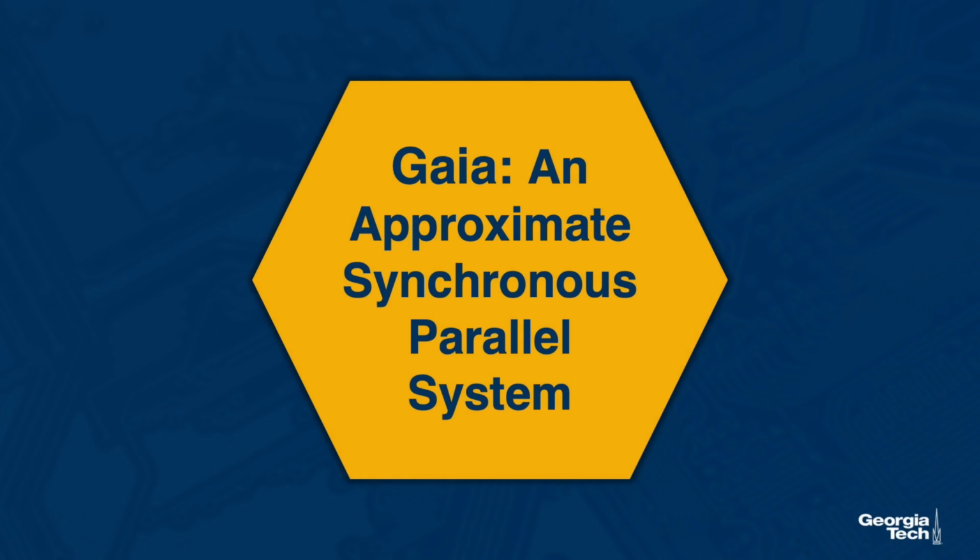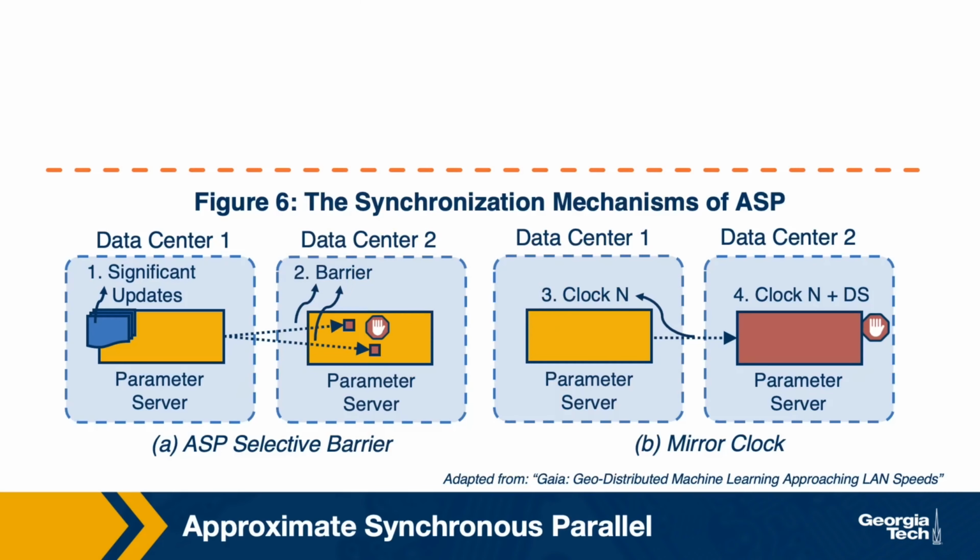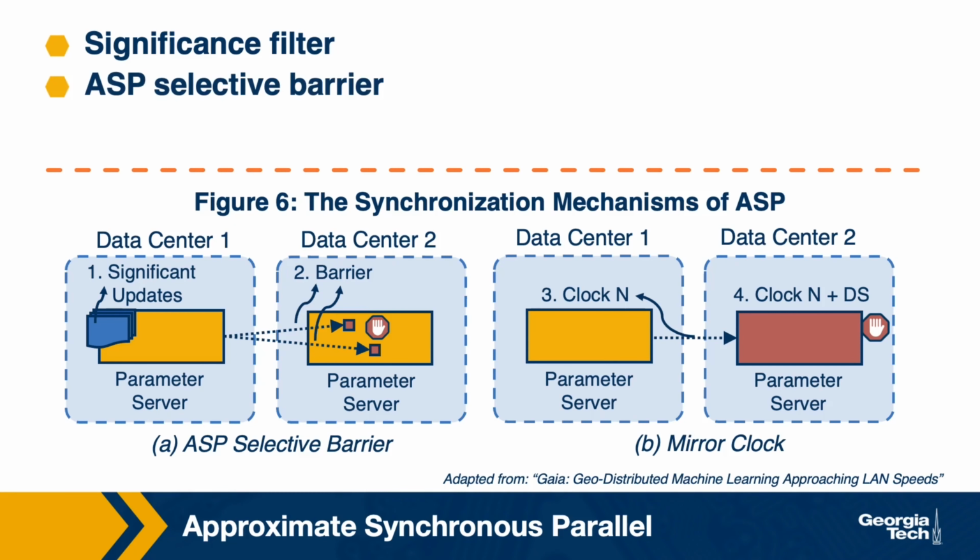In order to achieve this, the Gaia system relies on a new synchronization model that they call Approximate Synchronous Parallel, or ASP. To support ASP, the system needs several underlying mechanisms. The first is a way to determine what are significant updates. The system does this by exposing an API that would allow programmers to specify what's significant for their case, and then the system dynamically computes the significance of the updates based on this function in order to filter out the insignificant ones.